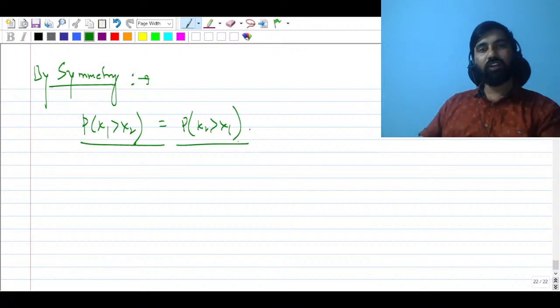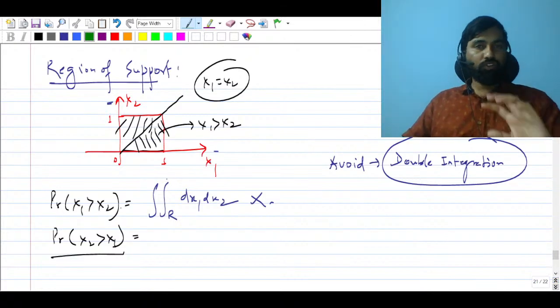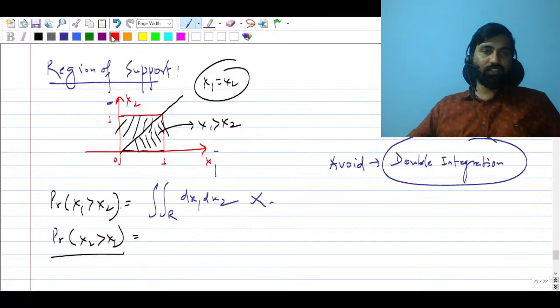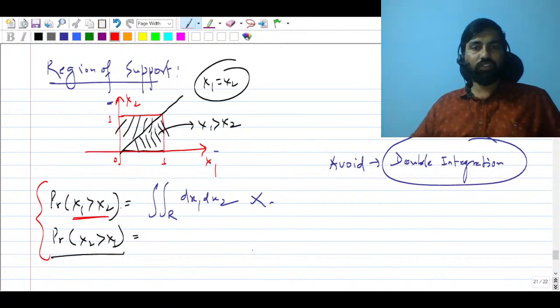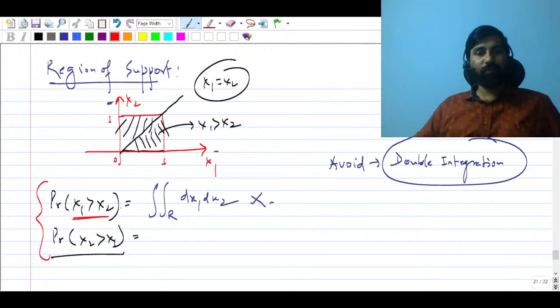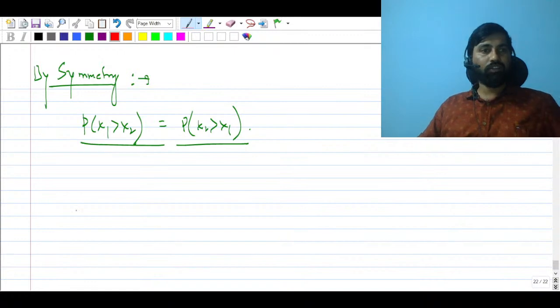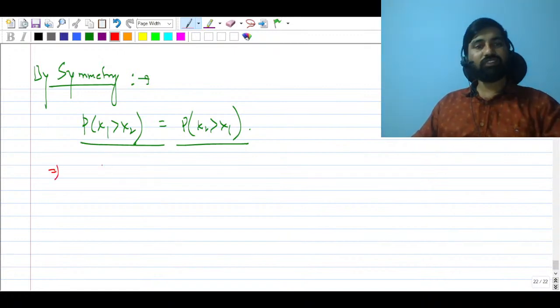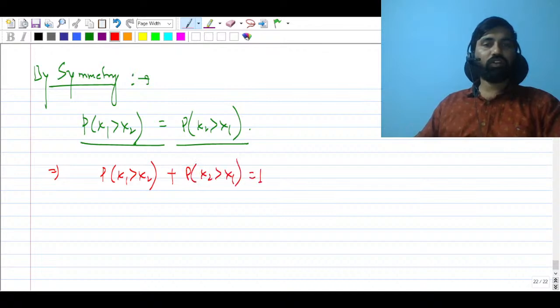This we know already. From the region of support, you just have to change the sequence, right? The probability for both conditions, that is x1 greater than x2 or x2 greater than x1, is going to be similar or the same. So what you can do here is, the total probability should be 1. If you add these two probabilities, the total probability should be x1 greater than x2 plus x2 greater than x1 equals 1, right?